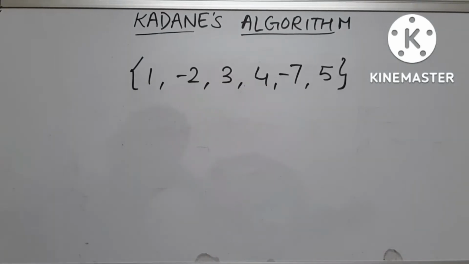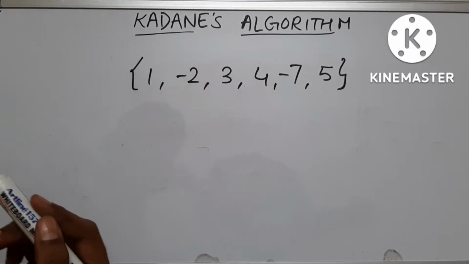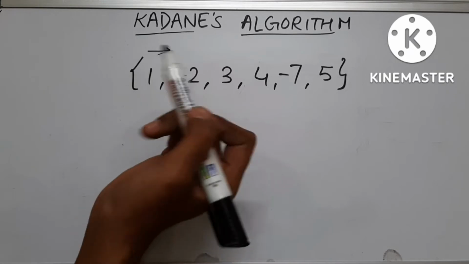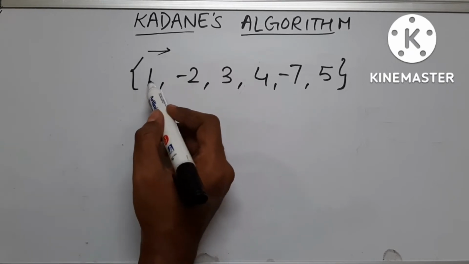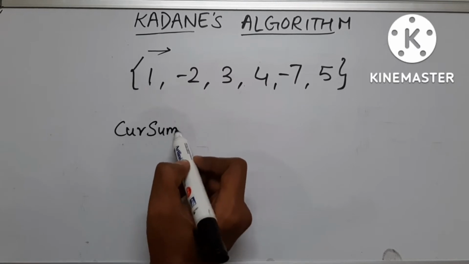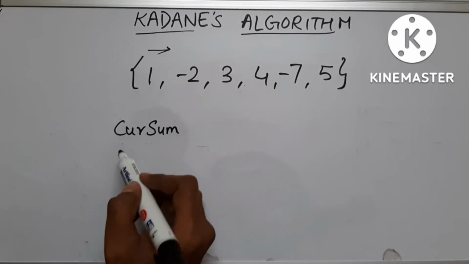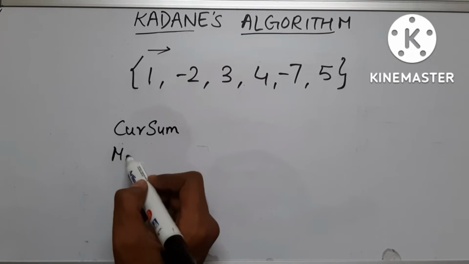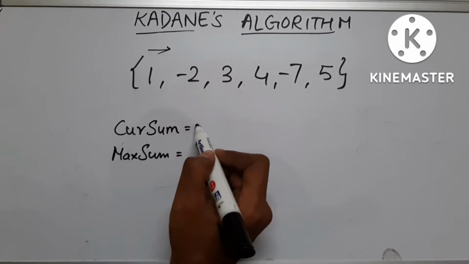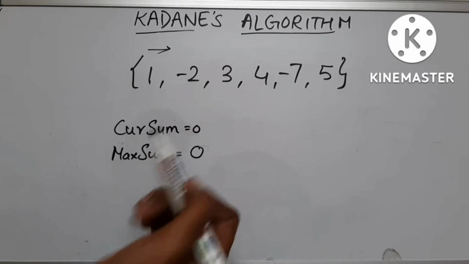Let's say we have an array. Using Kadane's algorithm, first we are going to traverse the array. While we are traversing, we are going to add each element to a variable called current sum, and we'll also have a variable called max sum, which will be initially 0. So these both are 0.